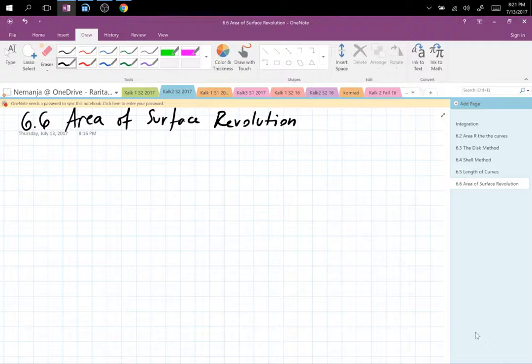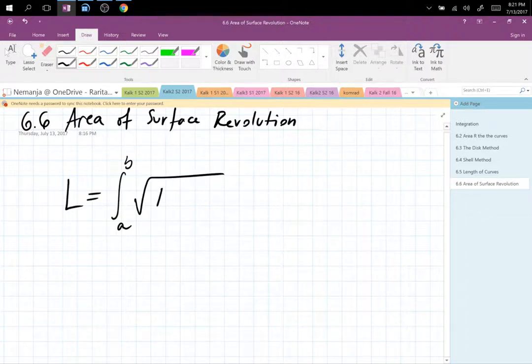So we are going to build this up from the previous concept, which was length of the curve. So we know from previous class that length of the curve A to B was the integral of the square root of 1 plus the derivative squared dx. Now this would be the length of the function which you are going to rotate to create the shape. We calculated the length of a few curves in the last lecture.